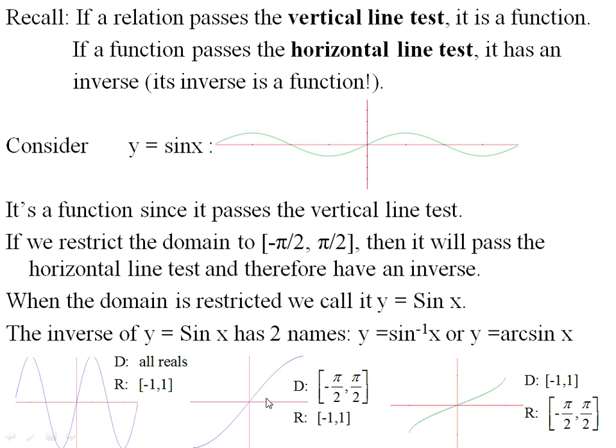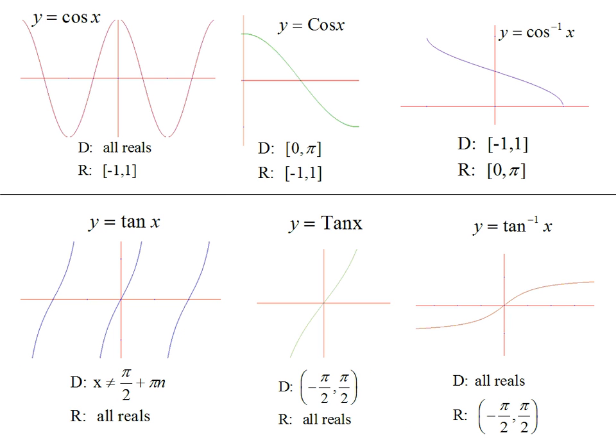Notice the concavity also is switching. So for your sine wave in the first quadrant, it was concave down. Now in the first quadrant, we have concave up. And same idea in quadrant 3. Okay, well that's just your sine function. We would do the same for all the trig functions.